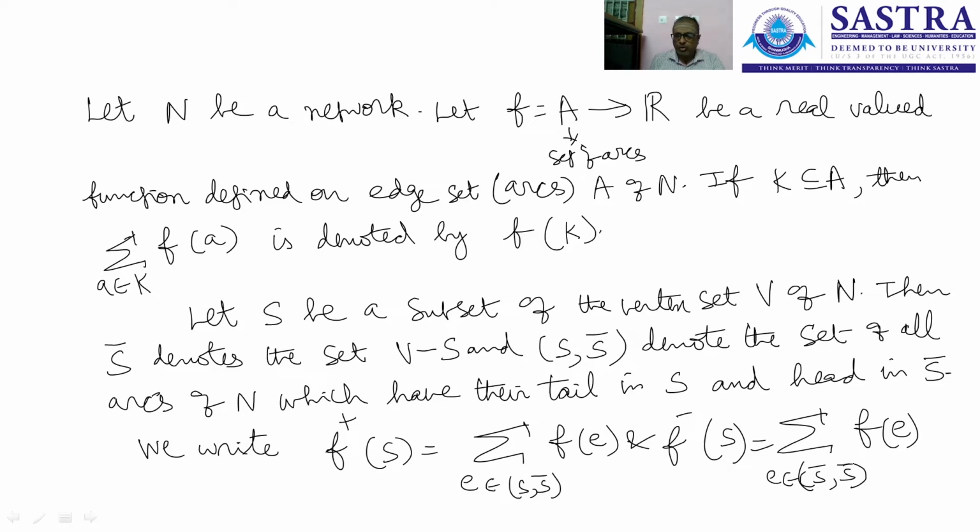You know what is, in fact I'll write like this more better. E is in (S bar, S). In this case, you know what is (S, S bar)? That is the set of all edges whose tail is in S and head is in S bar. Similarly, (S bar, S) is nothing but the set of all arcs whose tail is in S bar and head is in S, because you are partitioning the vertex set into two subsets, S and complement of S.